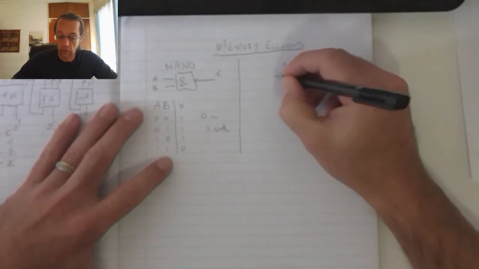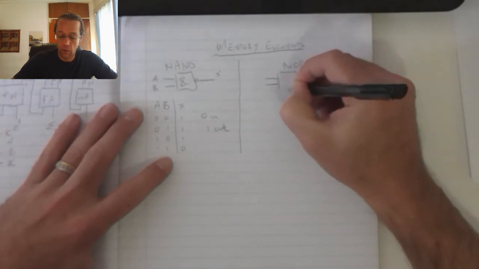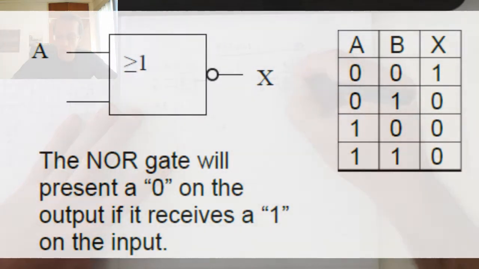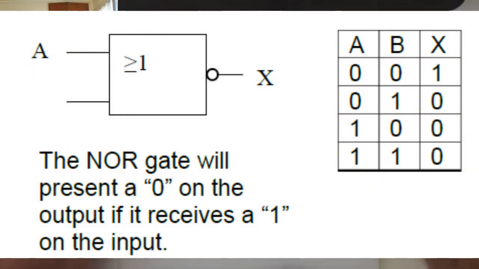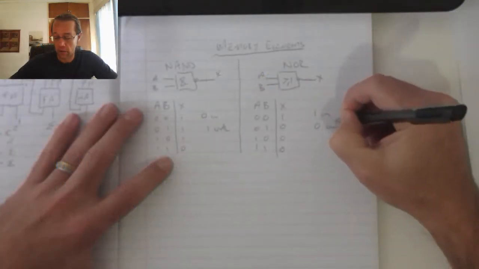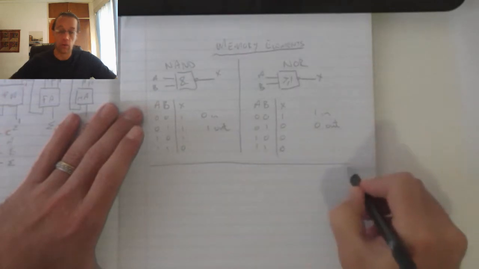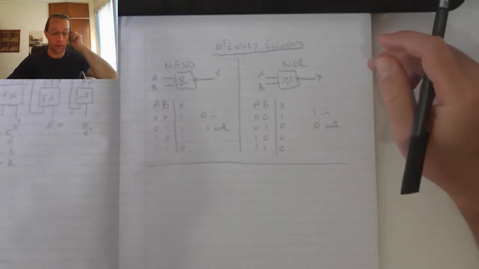For the NOR, again very simple, we've got A and B on the inputs, there's the symbol, X as the output, and if we look at the truth table, we will see that whenever we've got a 1 on the input, we get a 0 on the output. So 1 in gives us 0 out. This is very important to remember for the rest of this chapter.